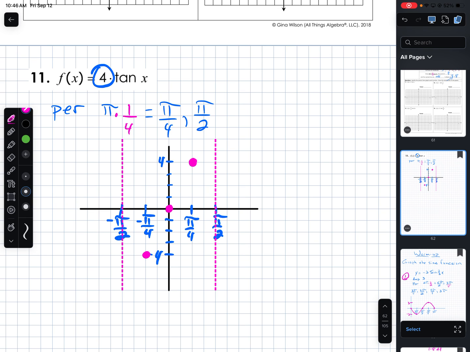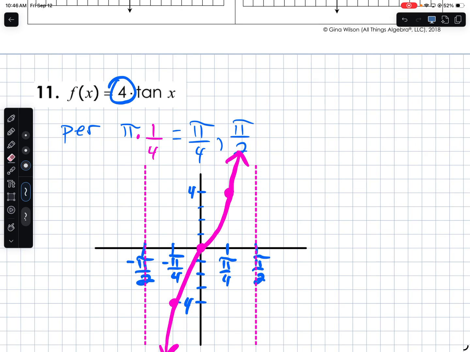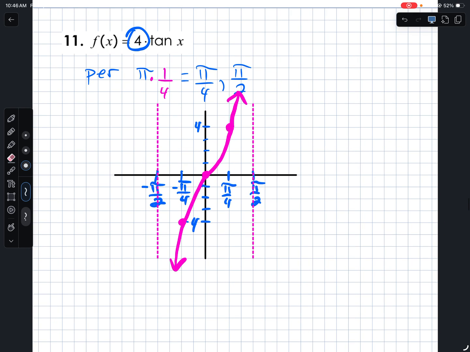So if we had a negative right here, if this were a -4, then this dot would be over here, here, and here. Okay, so we'll definitely do one like that. But draw your graph something like that, and you're good. We're just doing one period of it. So there you go.